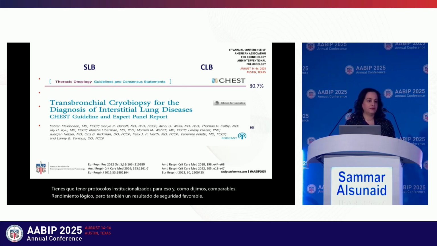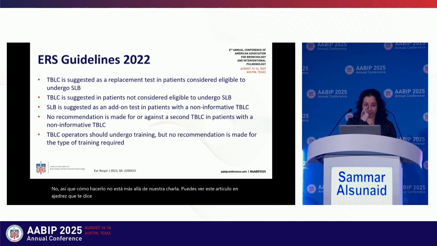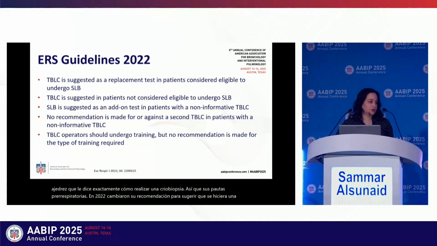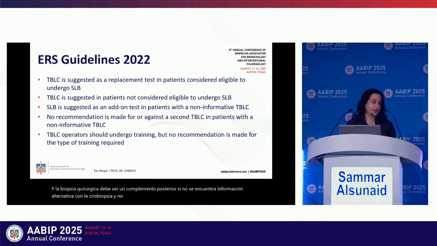So how to do it is beyond our talk. You can look at this paper at CHEST that tells you exactly how to perform a cryobiopsy. The European Respiratory Society guidelines in 2022 shifted their recommendation to suggest that a cryobiopsy should be done in patients also that are considered eligible for surgical biopsy. It is also suggested in patients that are not surgical candidates. And the surgical biopsy should be an add-on afterwards if there is no alternative information found with the cryobiopsy. They did not make any recommendation on whether, if you don't get an answer, you should redo your cryo before trying a surgical biopsy or not.